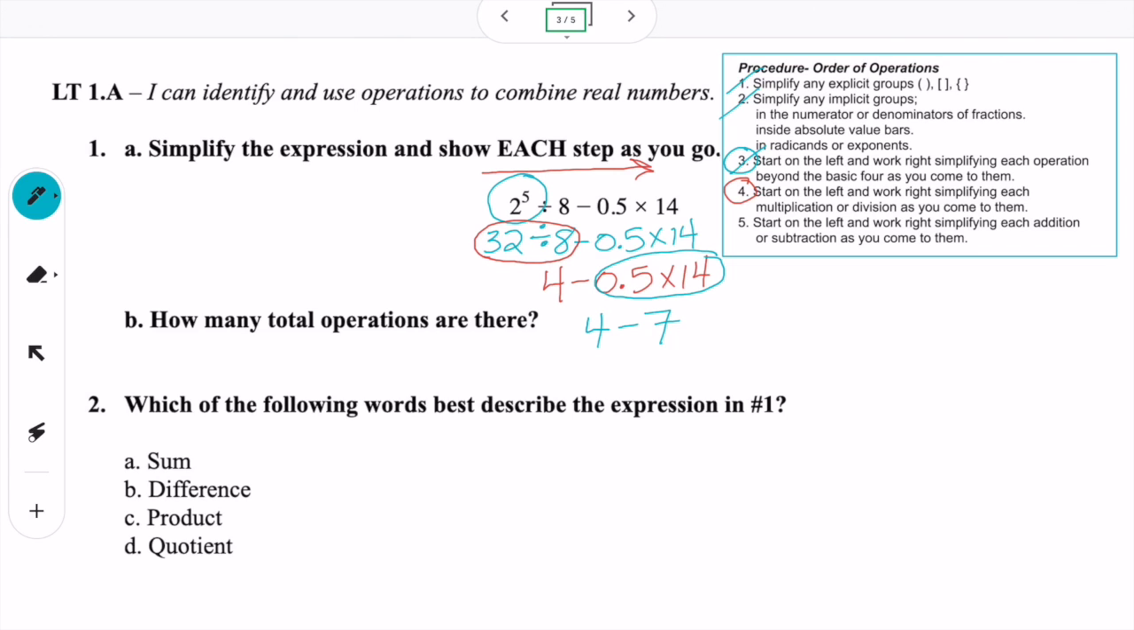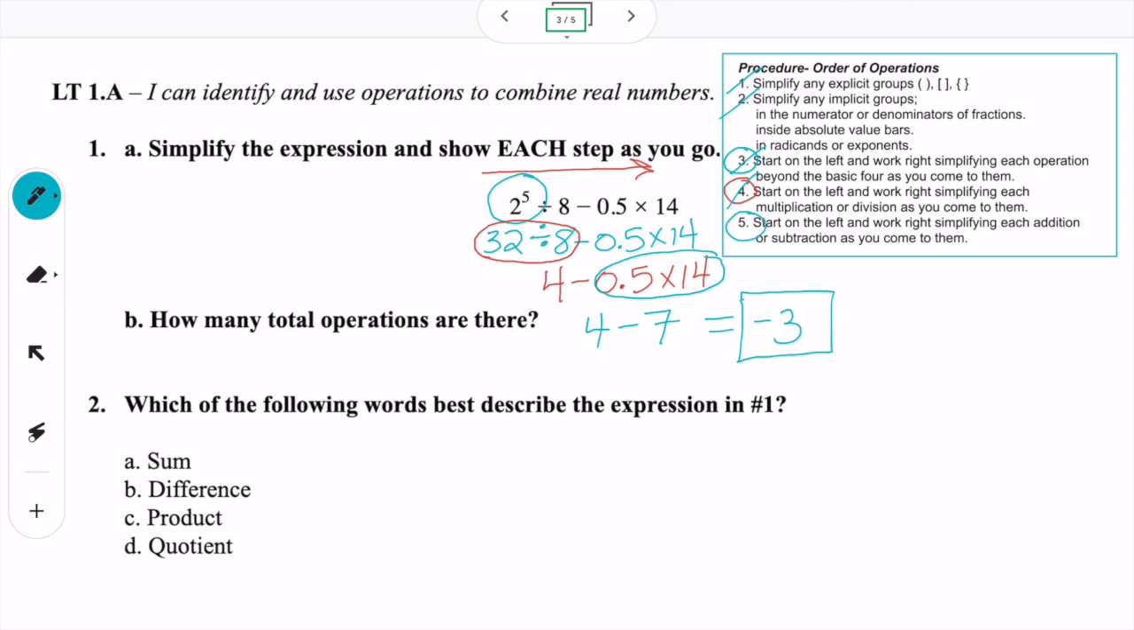Now there is no multiplication or division left, so step 4 is done. We can move on to the 5th step, where we finally subtract. And we're taking away a number that's bigger than what we started with. We're going to have a negative 3. So our final answer is negative 3.